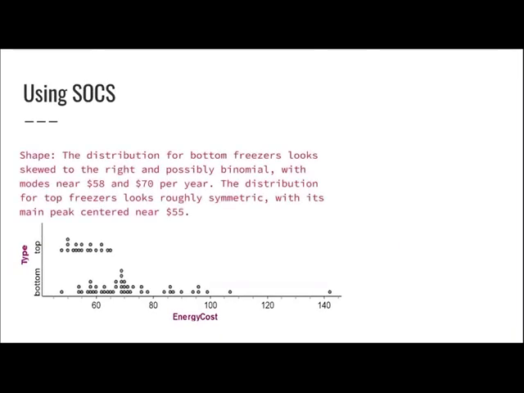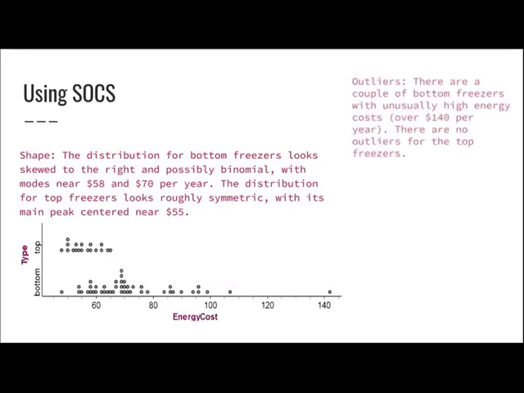So shape. The distribution for bottom freezers looks skewed to the right and possibly binomial, with modes near 58 and 70 per year. The distribution for top freezers looks roughly symmetric, with its main peak centered near 55. In regards to outliers, there's a couple of bottom freezers with unusually high energy costs, over $140 per year. There are no outliers for the top freezers.